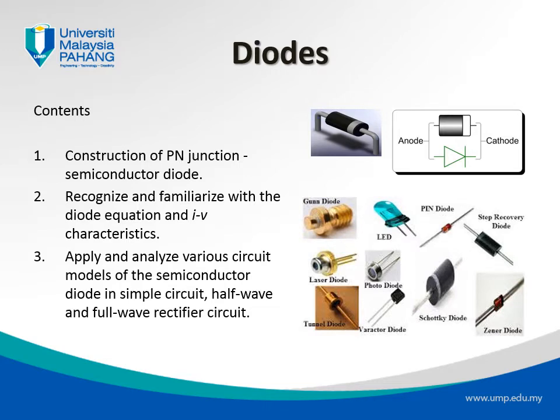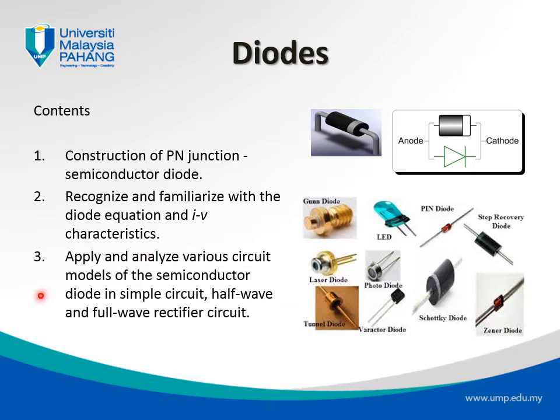This week in this chapter we will discuss diodes. In order to cover, not completely but sufficiently, diodes, the content will cover three things. The first one is to cover the construction of the PN junction, which is the base that makes a semiconductor diode. And then secondly, we will also be familiarized with the diode equation and the characteristics, its current and voltage characteristics.